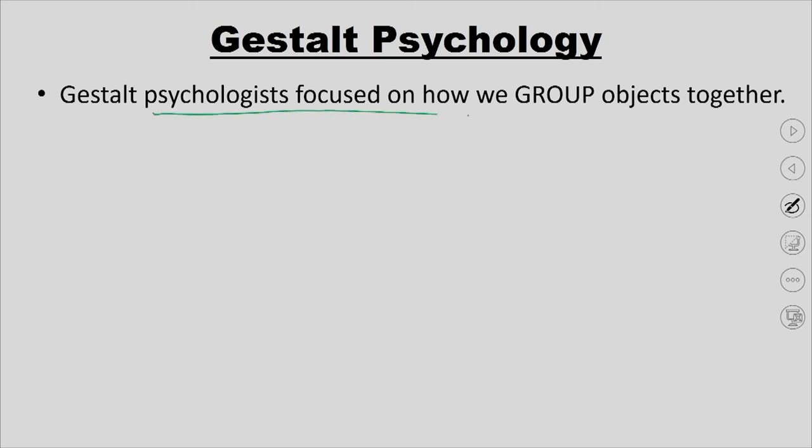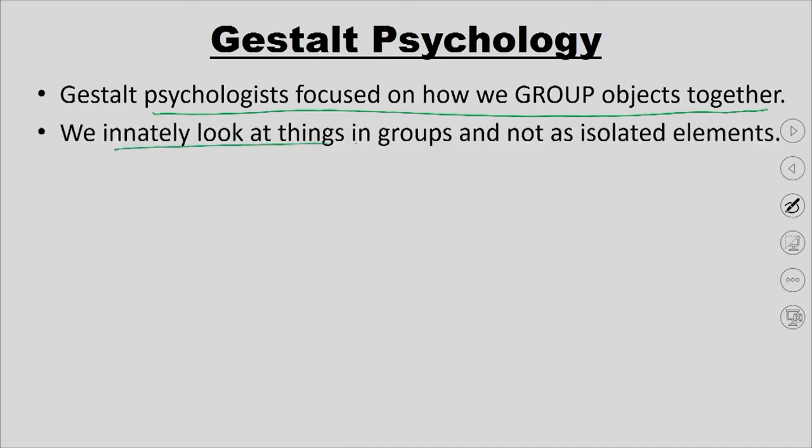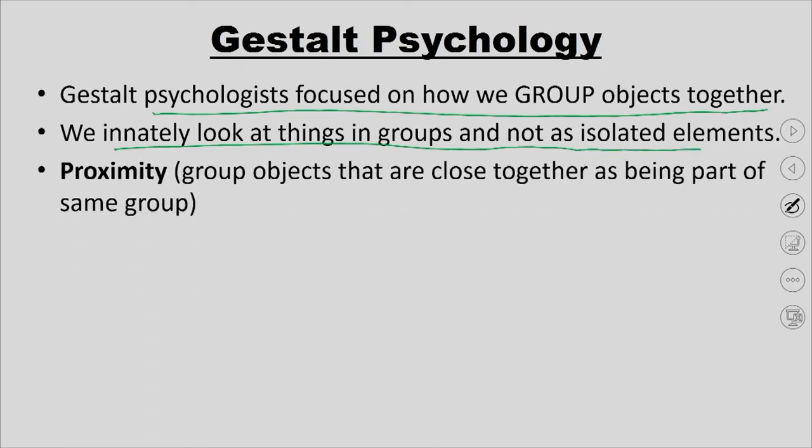Now, Gestalt psychologists focused on how we group objects together, because perception or this localization requires not only separating objects from one another, but also organizing objects together so that we can view them. So we innately look at things in groups and not as isolated elements. There are certain rules which the Gestalt psychologists have, and these rules are used for perception. One of the rules is called proximity. This groups objects that are closer together as being part of the same group.